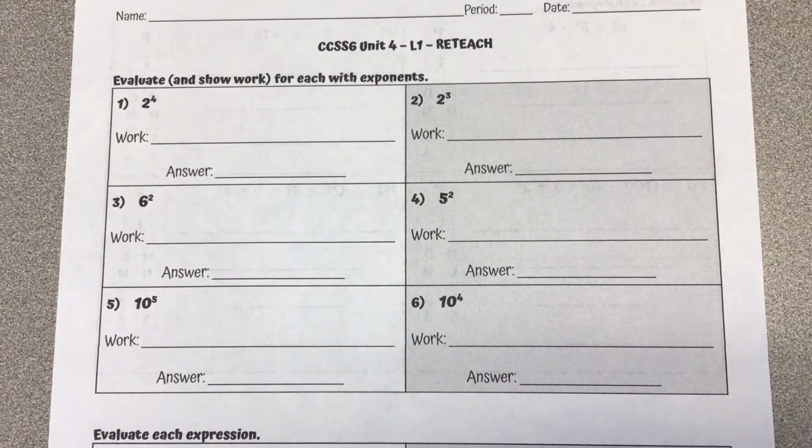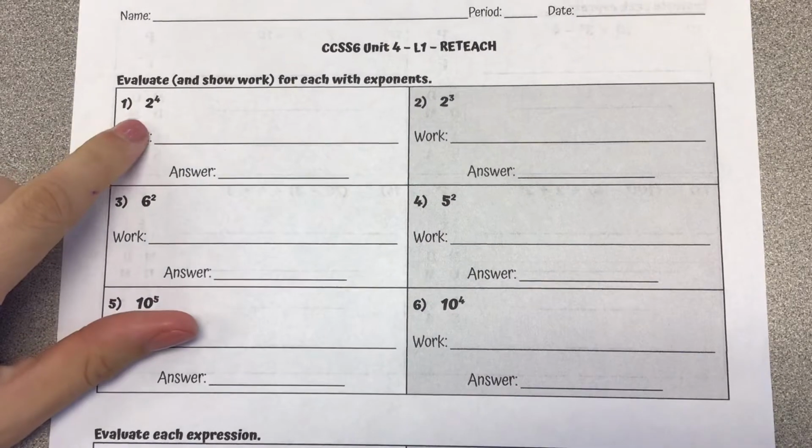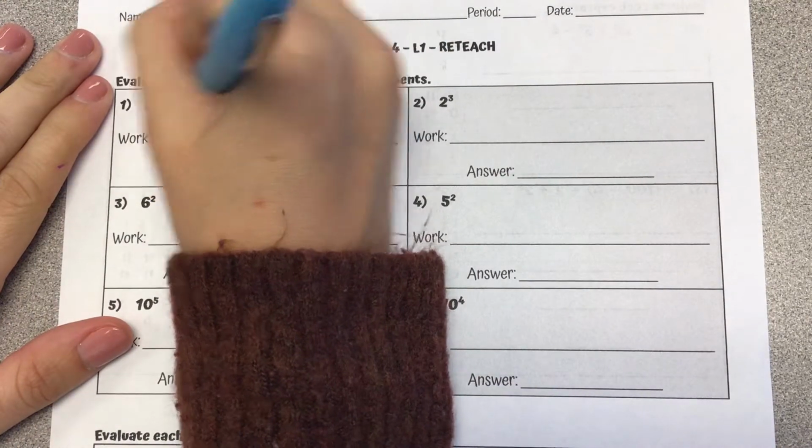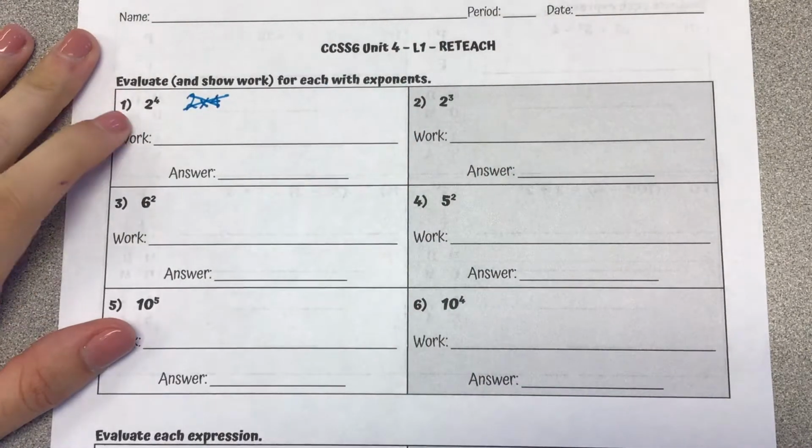Let's take another look at evaluating numerical expressions. First, we want to remind you how to use exponents. Evaluating means just find the value, find your answer. So when I'm looking at number 1, 2 to the 4th power, it does not mean 2 times 4. That is incorrect. It means 2 being multiplied by itself 4 times.